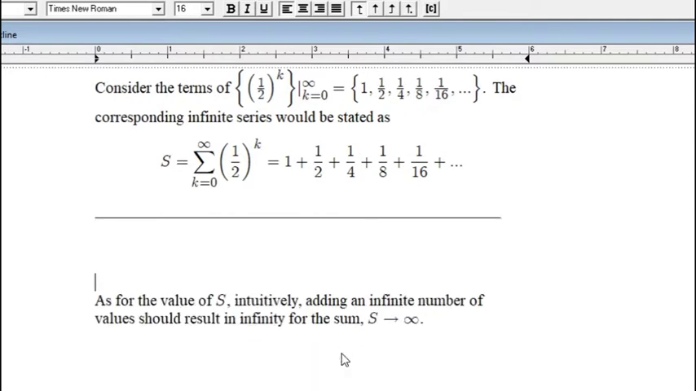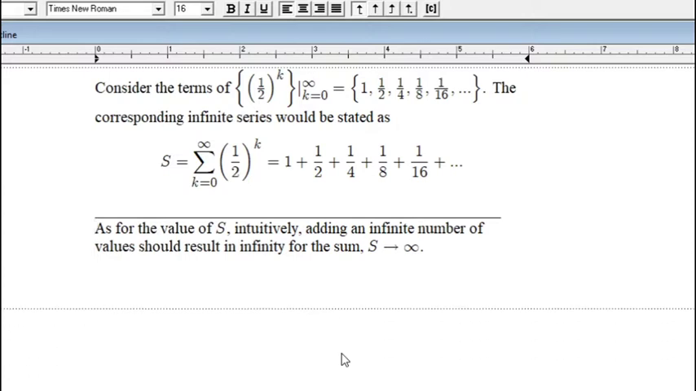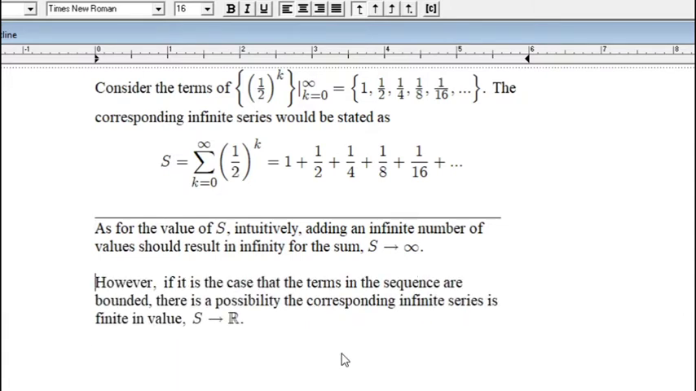As for the value of s, some of you might have the intuition that adding an infinite number of values should result in infinity for that sum. Or if we think about the value of s, that s should head off to infinity. But I will tell you that there are some interesting situations. If the sequence we're looking at is bounded, there is a possibility that the corresponding infinite series is going to actually be finite in value. That is, this value of s that our series represents is going to approach a real number value.